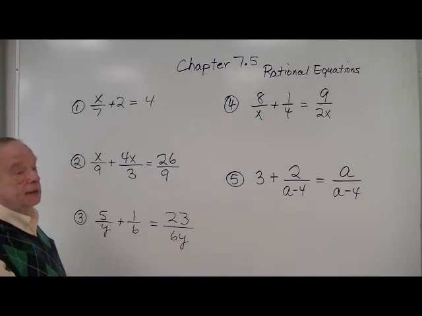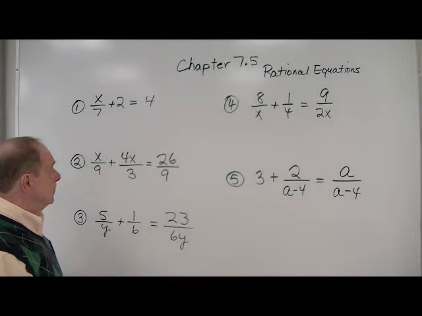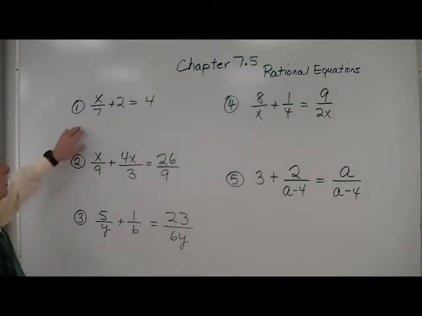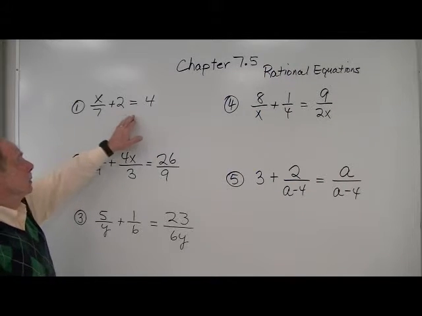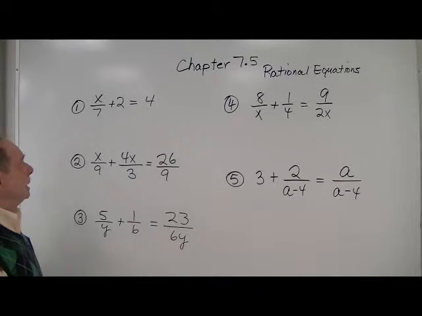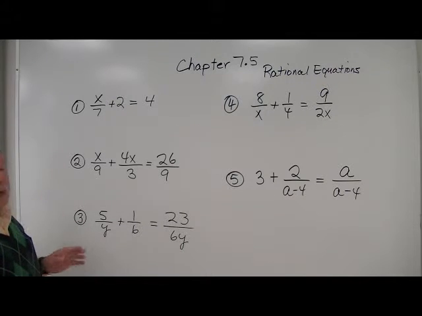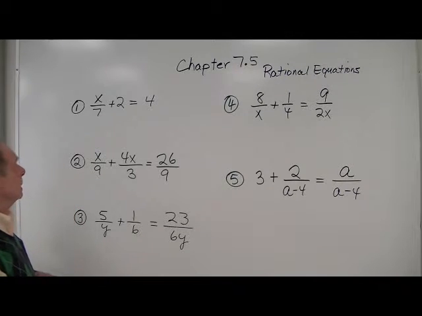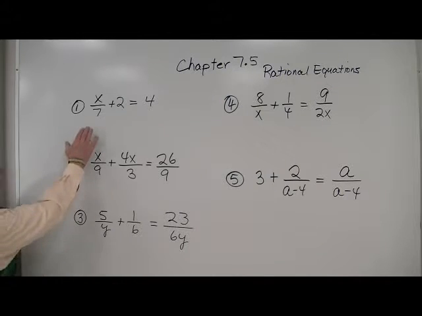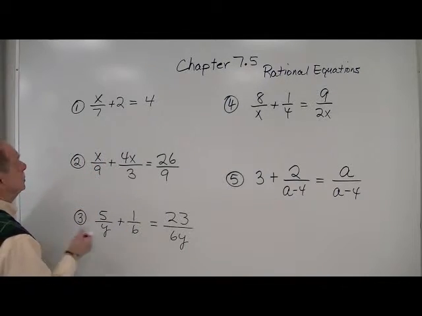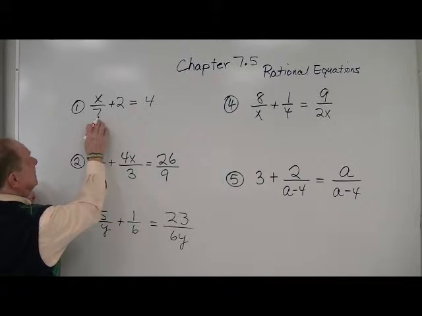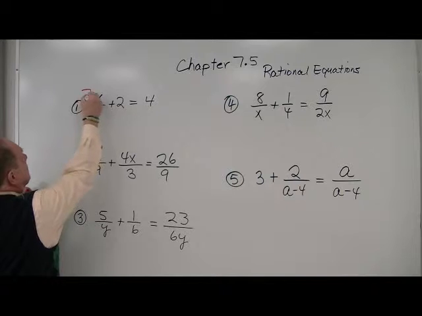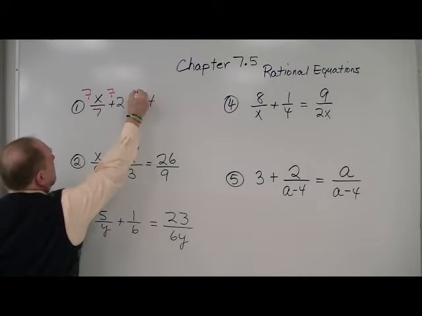That is, you want to get rid of the fractions. And to do so, you get rid of fractions by multiplying every term in the fraction by the least common denominator. So let's just take a moment to see what we're going to multiply each term by. And I'll write that in red. So in number 1, to get rid of all the fractions, the least common denominator is 7. So I will multiply every term by 7.